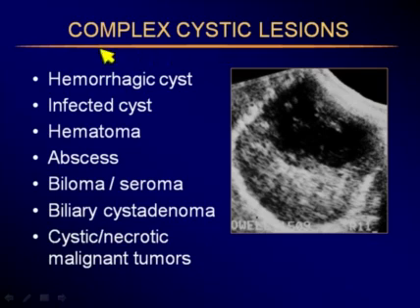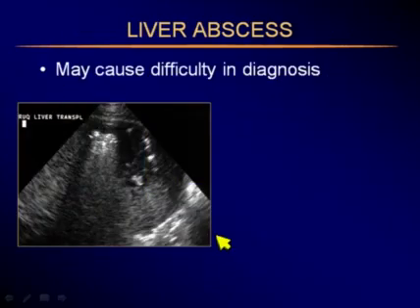Complex cystic masses. What about cystic masses with echoes inside of them? Well, that could be from a hemorrhage within a cyst. It could be from infection in a cyst. It could be a hematoma in the liver. It could be an abscess in the liver. Notice that there's through transmission of sound, so we know that this is of a cystic nature. In this case, this was an abscess. It could be a biloma or seroma, could even be a large biliary cystadenoma, or could be cystic or necrotic degeneration within a metastasis or a malignant tumor.